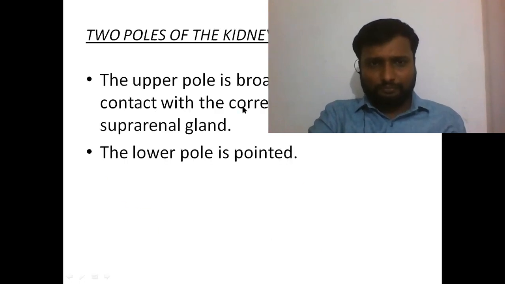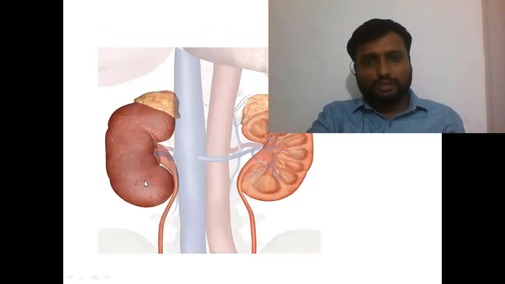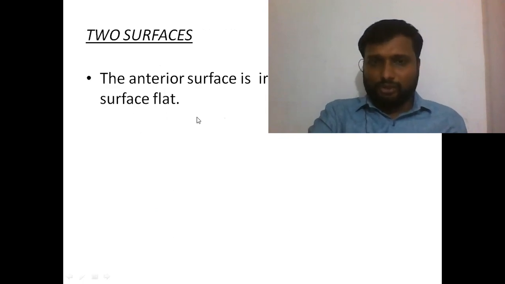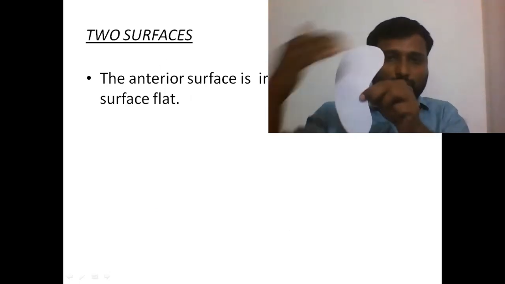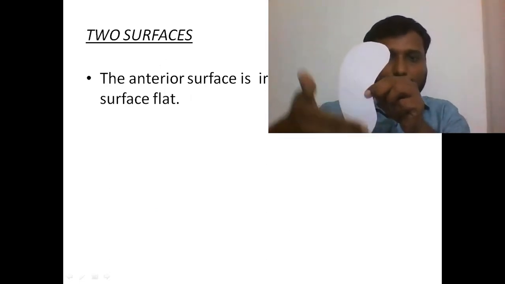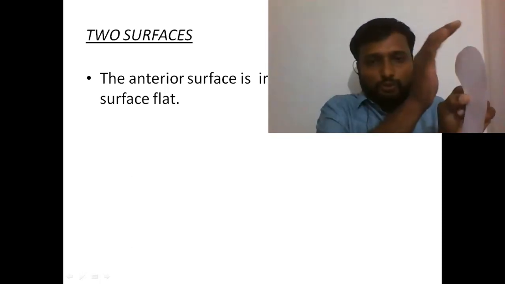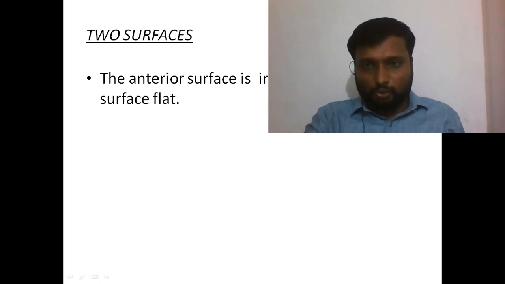We'll see that. See, this anterior surface is almost lobulated, like this, a slight lobulation of the surface. Posterior surface is not like this, it is smooth and flat. So anterior surface and posterior surface. Lobulation means some projections, like this. Anterior surface is lobulated, but posterior surface will be smooth. Those lobulations will not be there. So two surfaces.